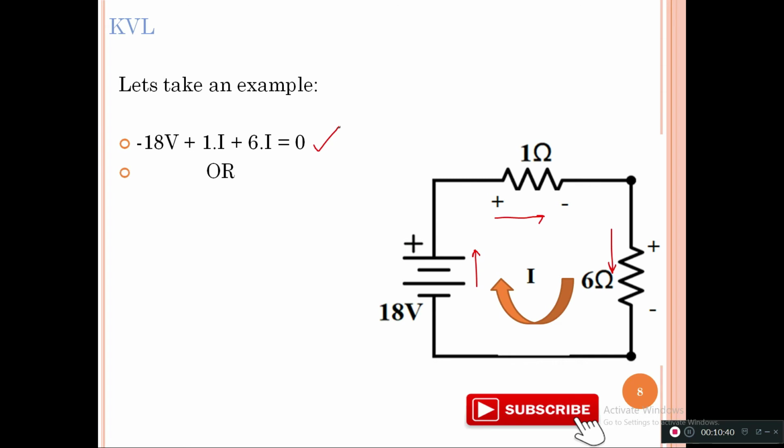Or in other words, if we transfer the 18 volt source to the right hand side, we will get the first equation. So this is the first equation when I consider this particular direction of the conventional current. Now let me take the reverse direction of the conventional current. Now I am taking the direction of the green arrow. So concentrate on the green arrow and try to form the equation.